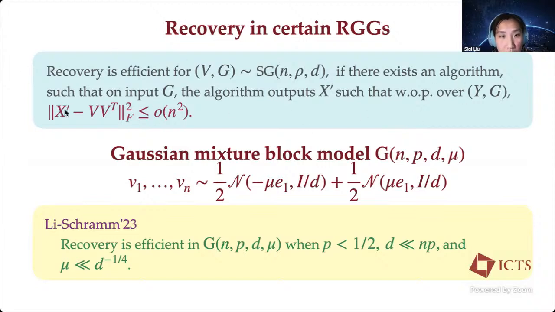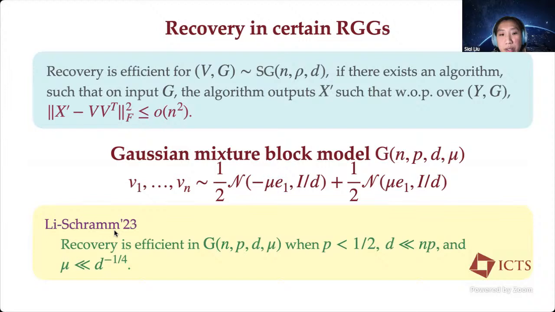One can achieve this on a related model called the Gaussian mixture block model. This is a result by Li and Schramm in 2023. What happens in this model is that one takes a mixture of two Gaussians and samples points from it, and then sets a threshold so that the average edge probability is p for two random points, and generates the resulting graph from it. So it's a kind of two-community Gaussian mixture model.